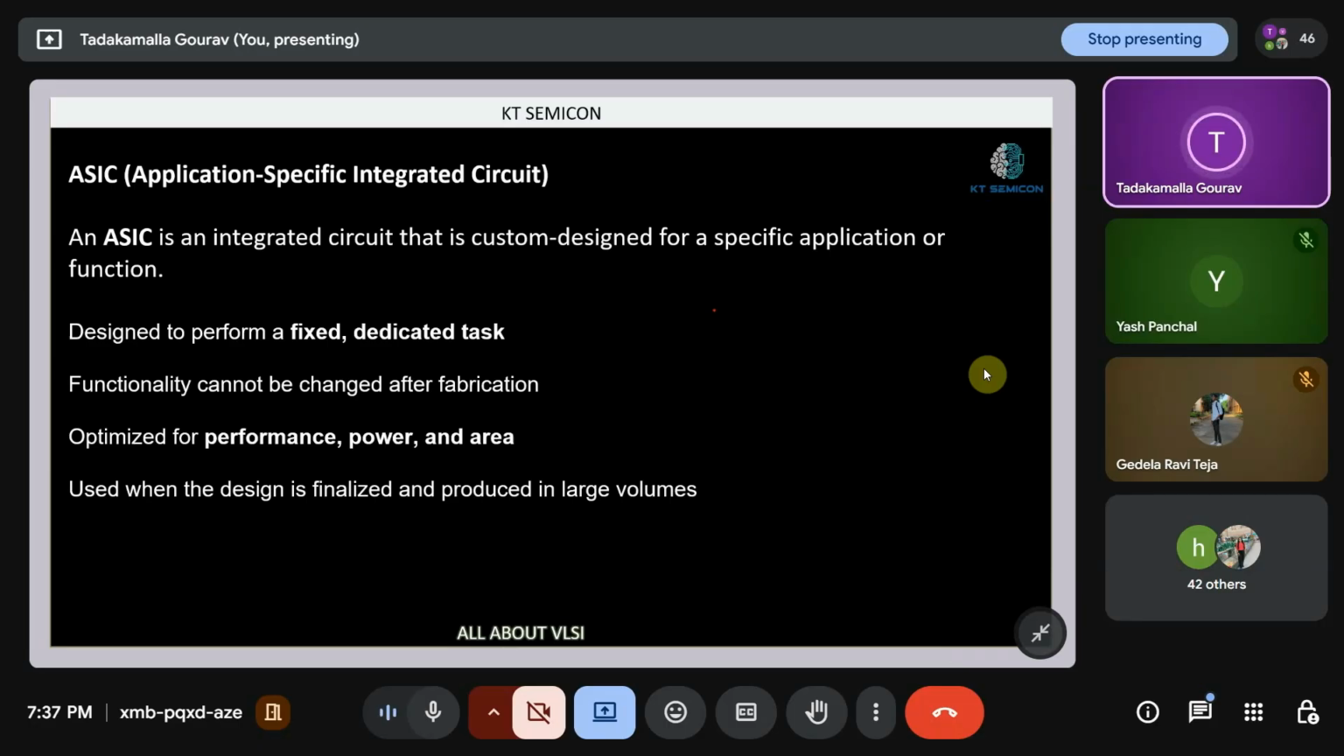Yes, smartphones, exactly. You only use it for a particular specific application. If you want to design or use it for a specific application, you are going to build this particular ASIC, and it is fixed only for that dedicated task. Suppose you want to use it for some signal processing or image processing, then it is dedicated only to that image processing. It cannot be used for another signal processing task, right? It is only for that particular task.